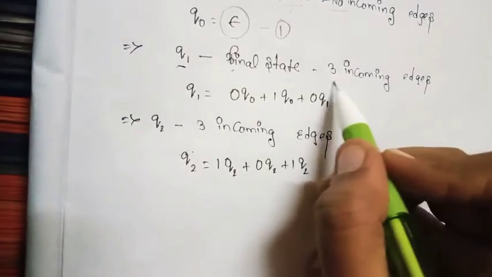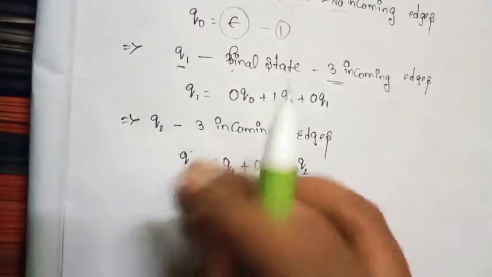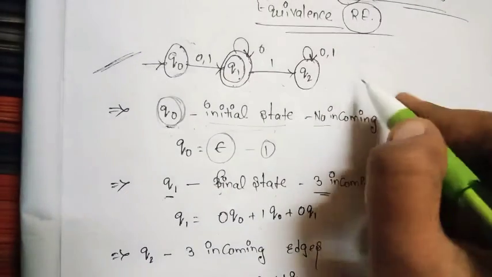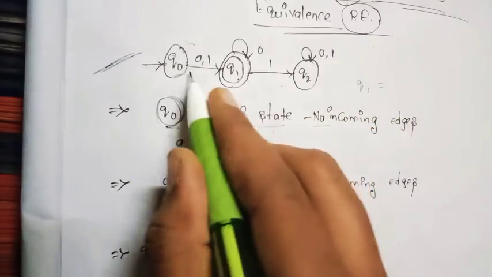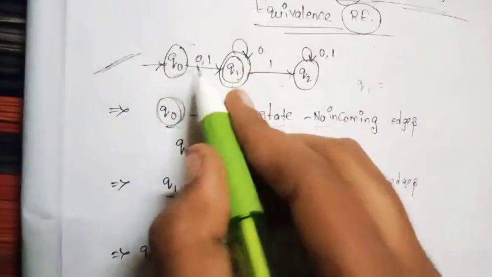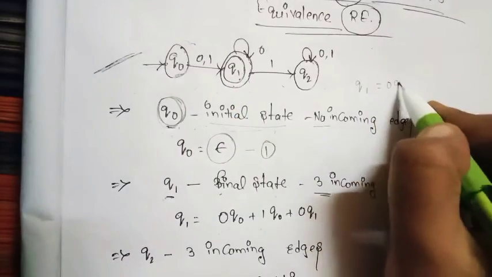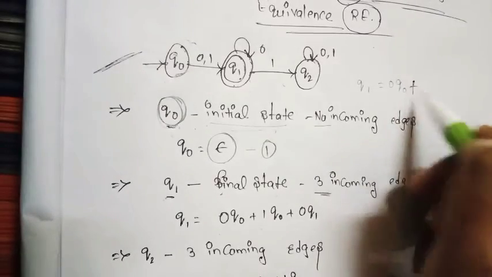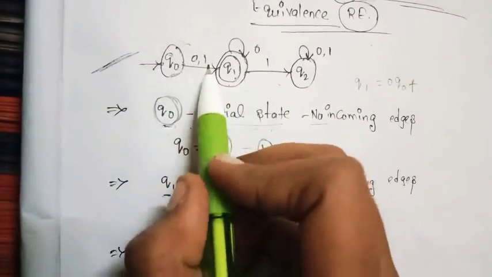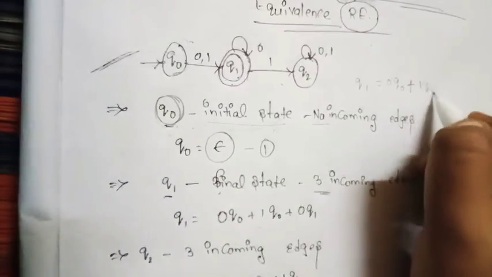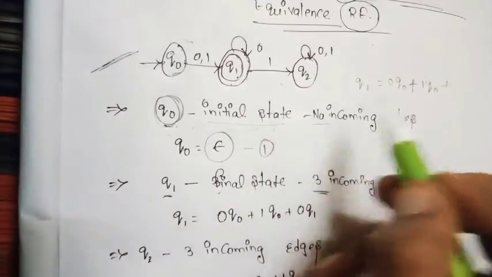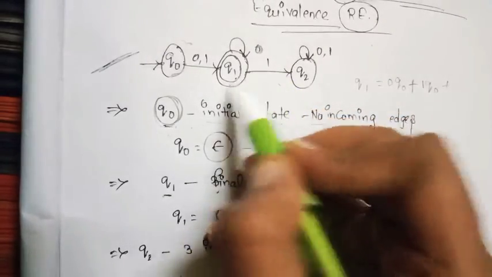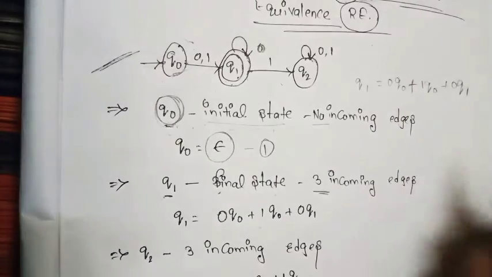While writing q1, we just need to add them. Q1 equals, just write the edges from where it is coming: 0 from q naught, plus another edge 1 from q naught. The third incoming edge is from q1 itself, so 0 q1. I wrote the same thing here. Let us consider it as equation 2.